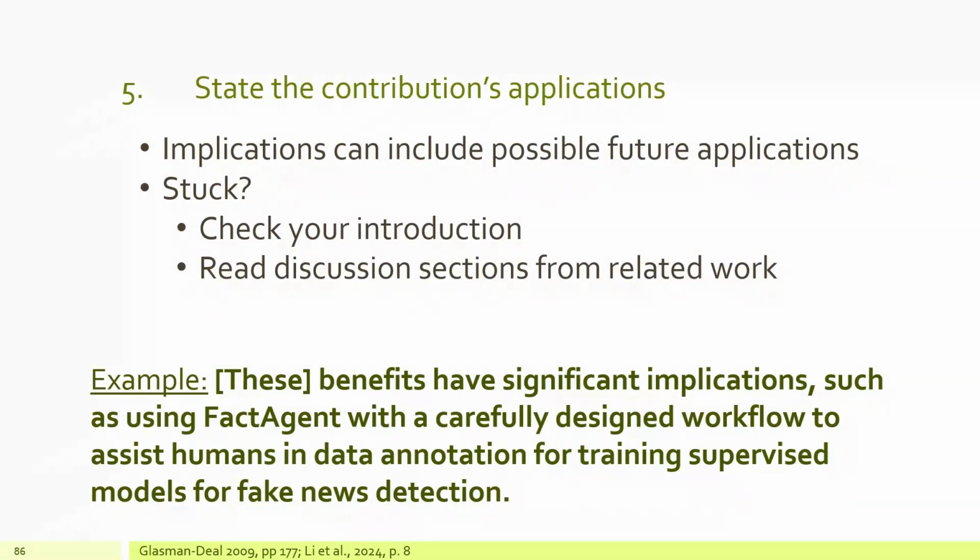"These benefits have significant implications, such as using FactAgent with a carefully designed workflow to assist humans in data annotation for training supervised models for fake news detection." Here, they identify implications in this sentence, but you can see that the implication is a practical application in which FactAgent can be used.